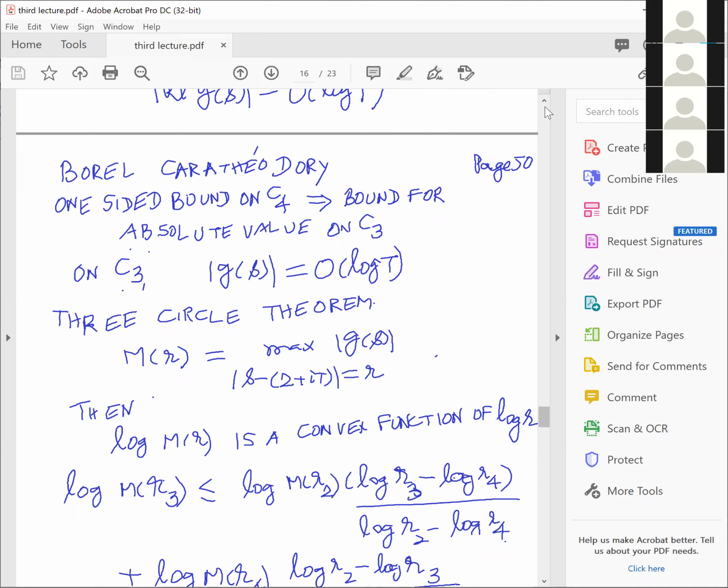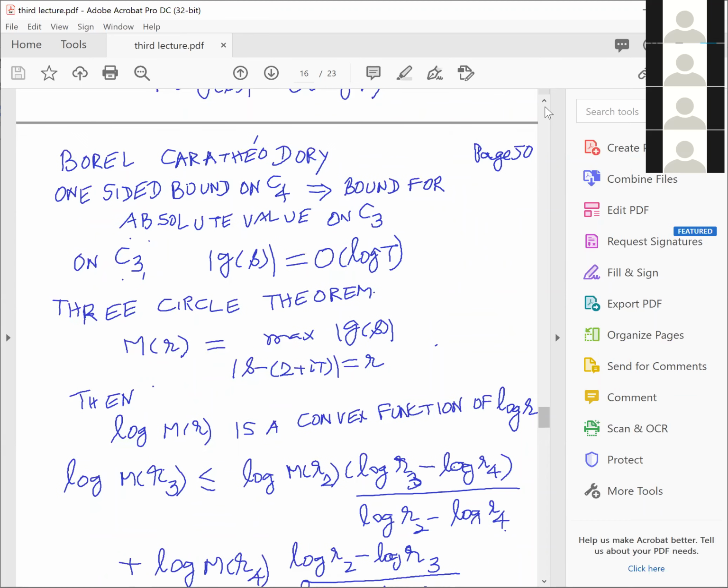In fact, of course, if you don't want to use the three-circle theorem, you want to use the Phragmen-Lindelof law also, it can be done. Therefore, I will leave it as an exercise at this stage, not using the three-circle theorem and using the Phragmen-Lindelof law, because all you are interested in finally is convexity. But anyway, since I have explained the Phragmen-Lindelof law in detail, let me do the three-circle theorem. Therefore, log M(R) is a convex function of log R.